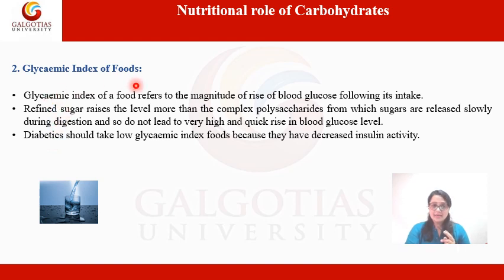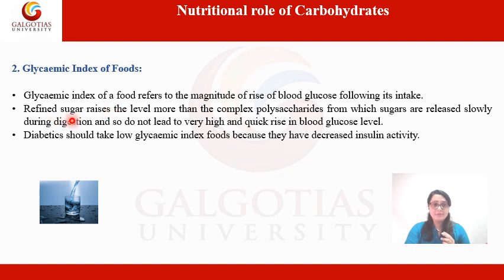Next is glycemic index of foods. Glycemic index of food refers to the magnitude of rise of blood glucose following its intake. So as we all know, when we eat food, we tend to have a little sleepiness, a little lethargic attitude. That is because the glucose is increased in our body after a particular diet, and that causes lethargy and sleepiness in us. Refined sugar raises the level more than the complex polysaccharides, from which sugars are released slowly during digestion and so do not lead to very high and quick release in blood glucose level.